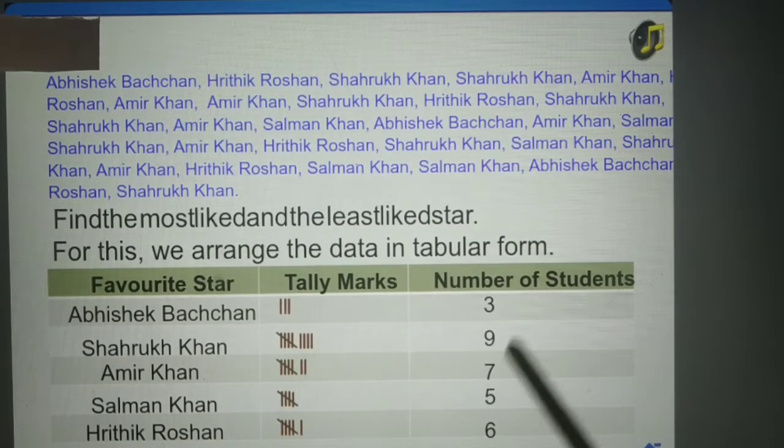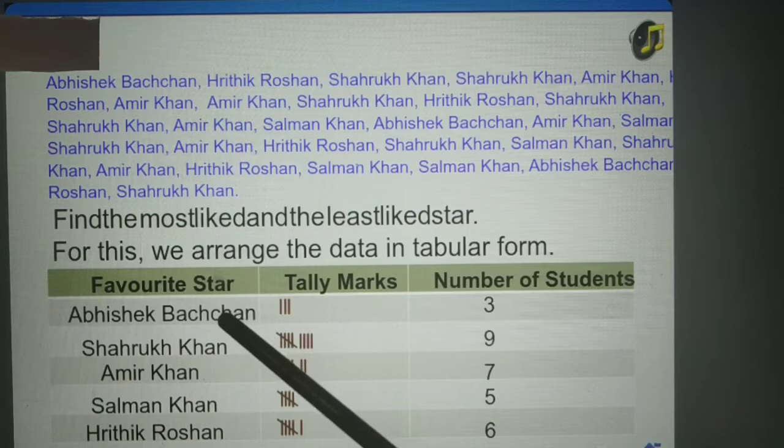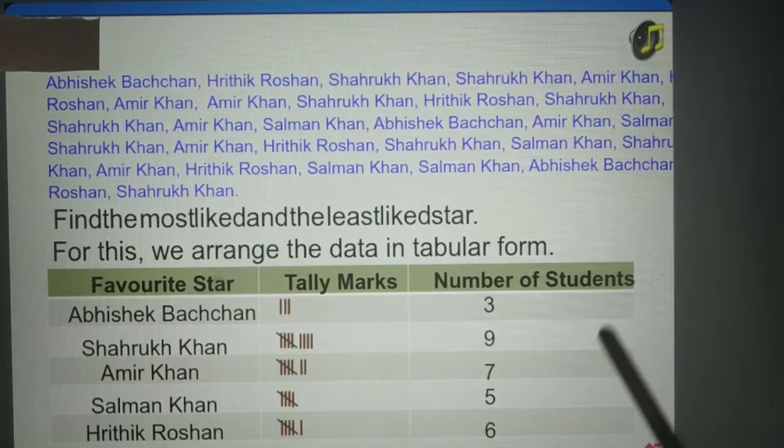Frequency means how many times the name of any star is used by the students. From this we can find out so many answers based upon this tabular form.